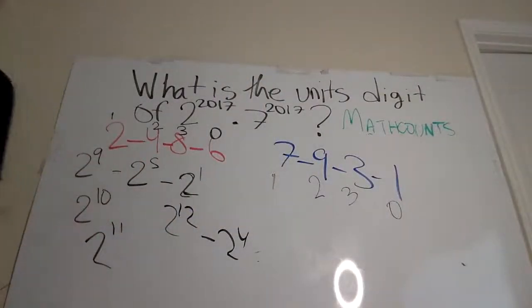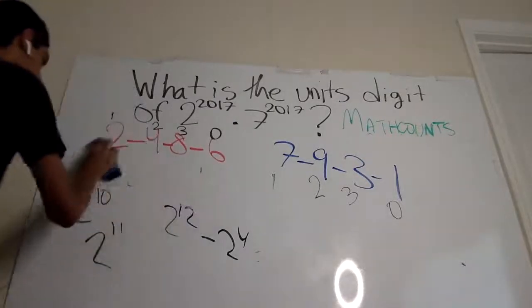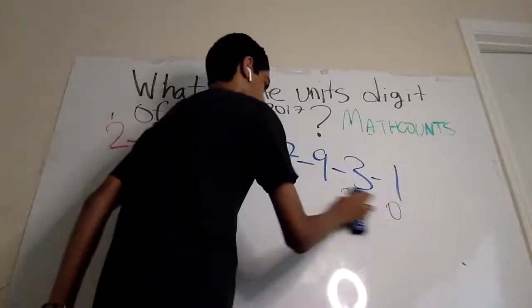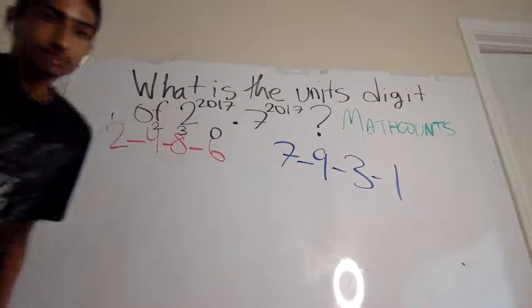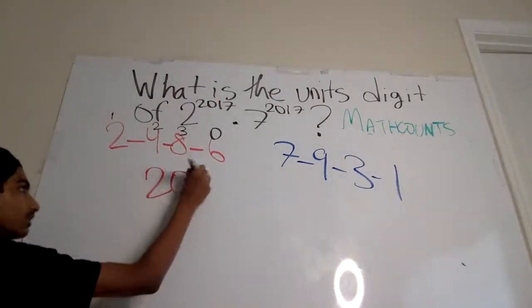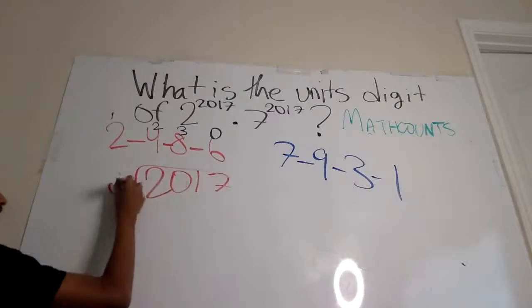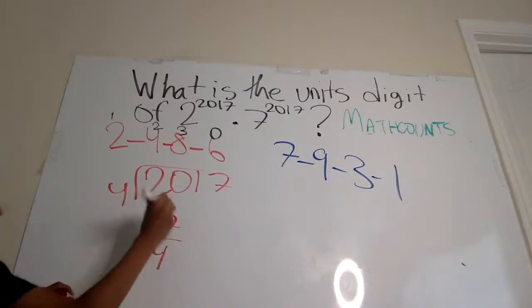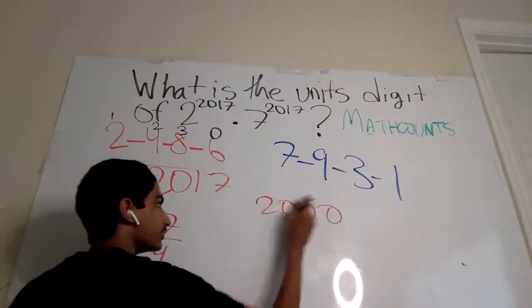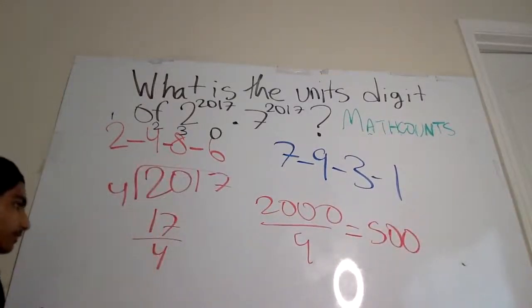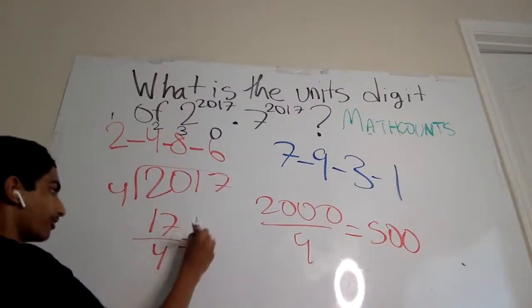So we have 2 to the 2017. We need to divide 2017 by 4. Now, I'll make a divisibility trick video coming up soon, but for now, let's solve that. So 2017 divided by 4 is the same thing as 17 divided by 4, as 2000 divided by 4 is just 500. And 17 divided by 4 gives us 4 remainder 1.